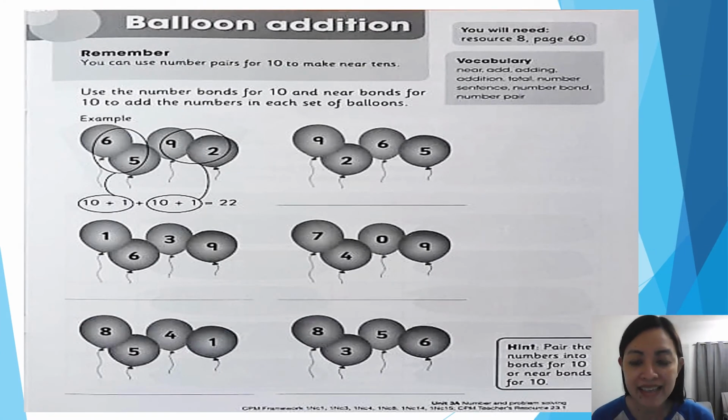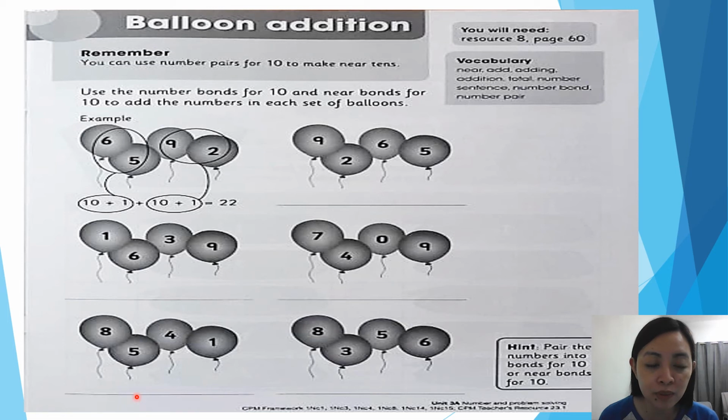Okay, now kids, let's answer your challenge book. So same as what we did in the 3 examples, so you will just do the same in your challenge book, okay? So this time, instead of oval, we have here balloons. So let's study the first example.